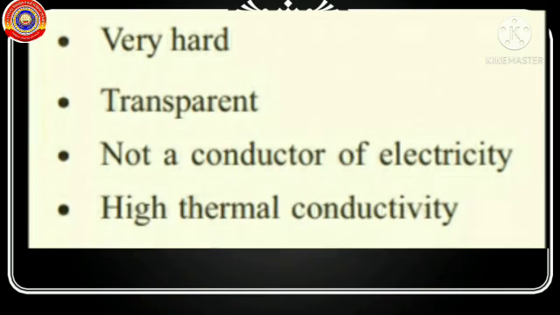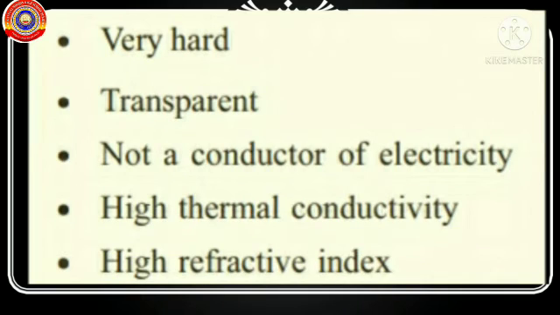Now let's consolidate all the characteristics once again. Diamond is very hard in nature. It is highly transparent. It is not a conductor of electricity. It possesses high thermal conductivity and high refractive index.